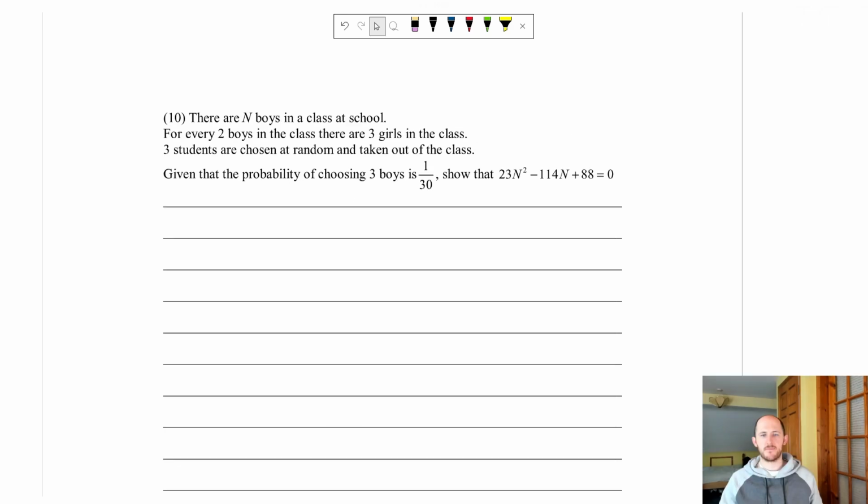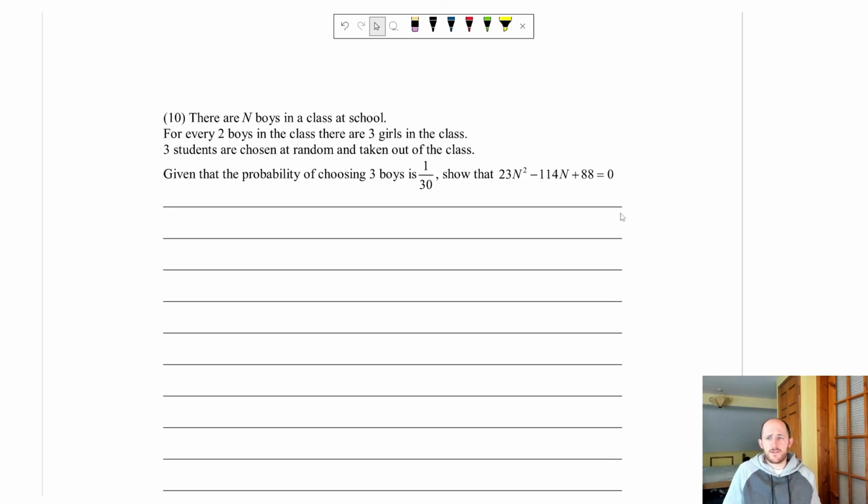But anyways. There are n boys in a class at school. For every 2 boys in the class, there are 3 girls. 3 students are chosen at random and are taken out of the class. Given that the probability of choosing 3 boys is 1 over 30, show that this quadratic expression holds.